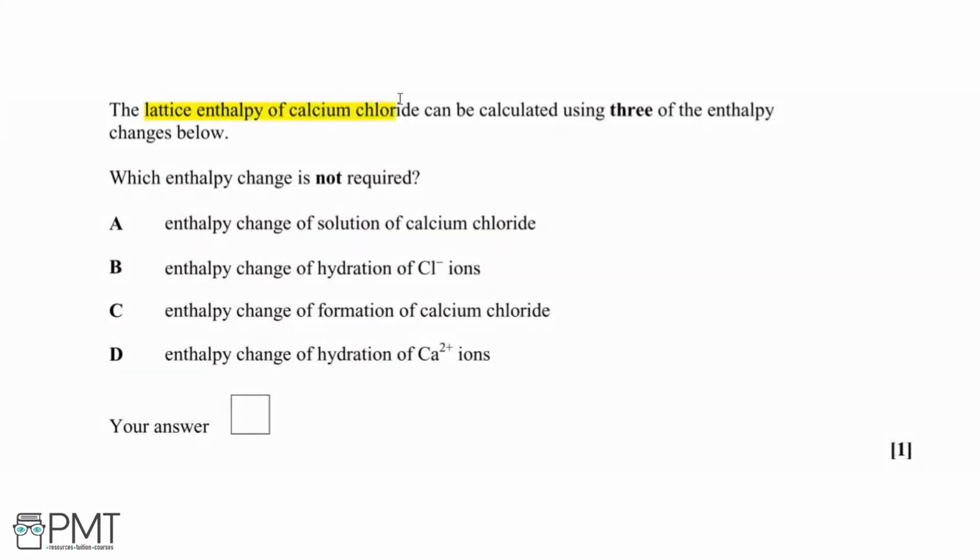The lattice enthalpy of calcium chloride can be calculated using 3 of the enthalpy changes shown below. For this question, we need to identify which enthalpy change is not required. The 4 options are the enthalpy change of solution of calcium chloride, the enthalpy change of hydration of the chloride ions, the enthalpy change of formation of calcium chloride, and the enthalpy change of hydration of the calcium ions.